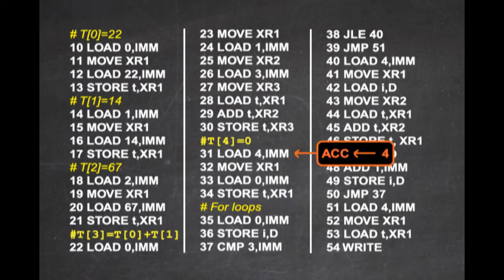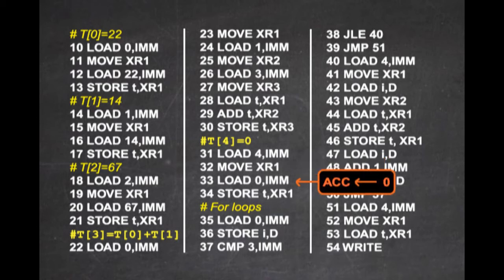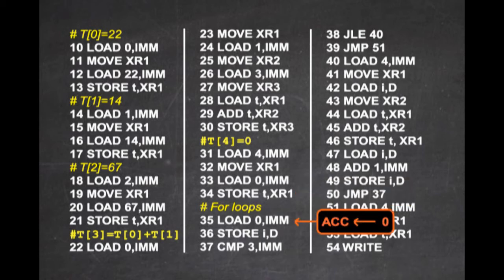Accumulator is loaded by 4. Index register index 1 is loaded by 4. Accumulator is loaded by 0. Array item with index equals 4 is loaded by 0.